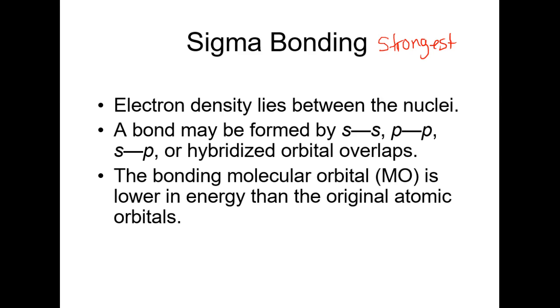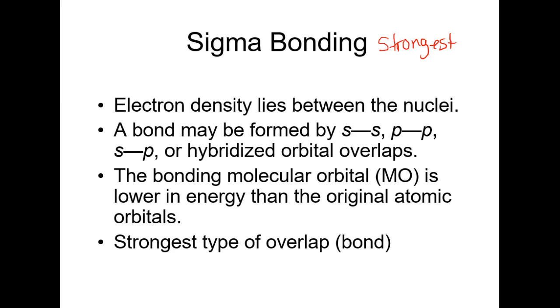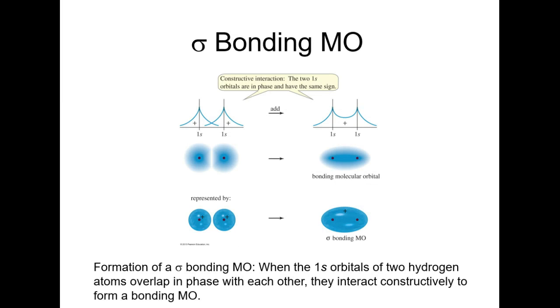That's why atoms bond. That's why chemistry occurs, because nature always wants to be lower in energy. And this is the strongest type of overlap. Okay, so this is kind of an example. There's some fancy stuff in here I'm really not going to talk about, but really this is the one that I really want to talk about.